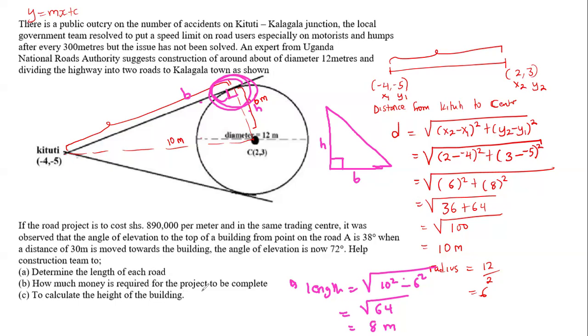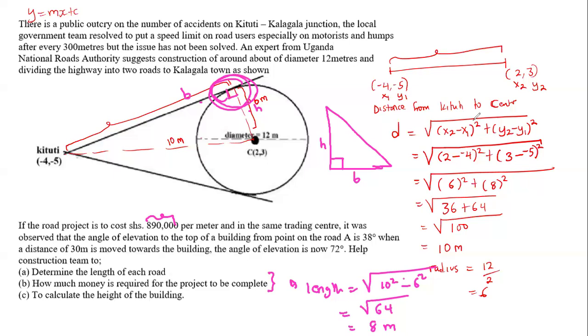How much money is required for the project to be complete? Now they told you, when you read through, that the road project is to cost 890,000 per meter in the same trading center. Now they're asking how much money it will cost. So can we calculate the amount that it will cost us to come up with that project? Let everyone calculate now.